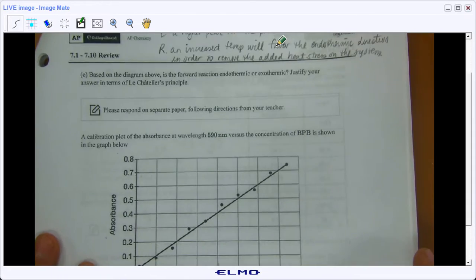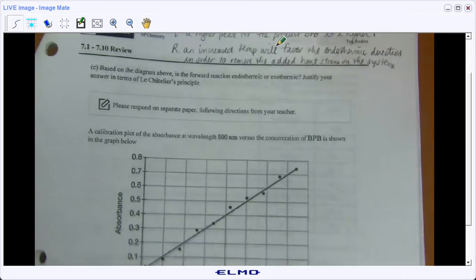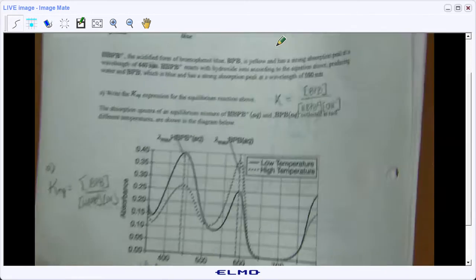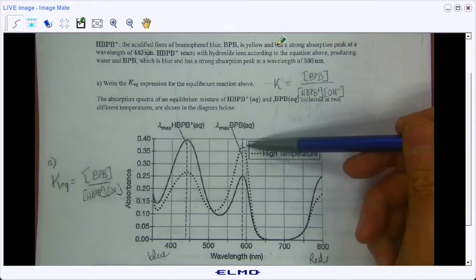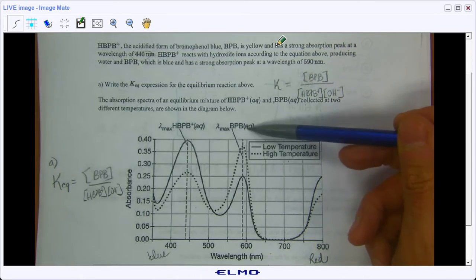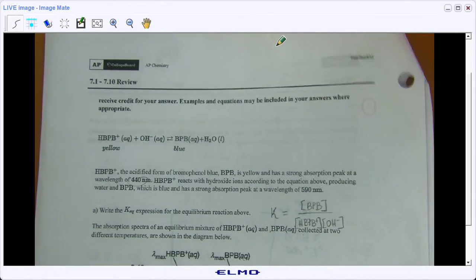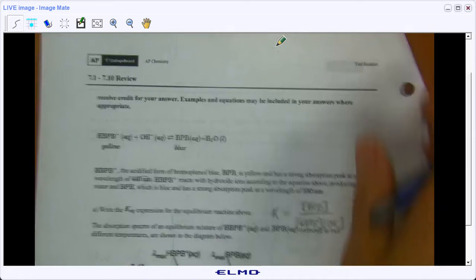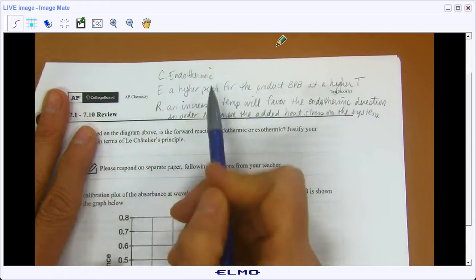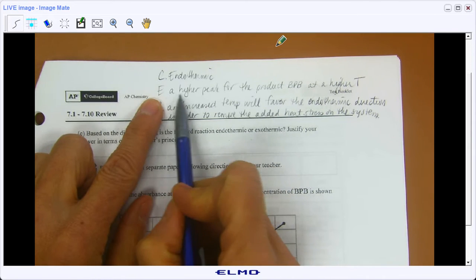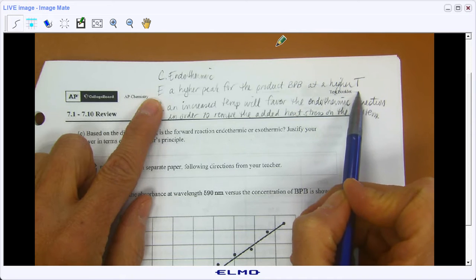Okay, letter C. Based on the diagram above, is the forward reaction endothermic or exothermic? So based on that diagram above, what do we see? At a higher temperature, you get a bigger peak of BPB, which is a product. So at a higher temperature, we're getting more products. So I said endothermic, and it's perfectly fine if you do your E first.